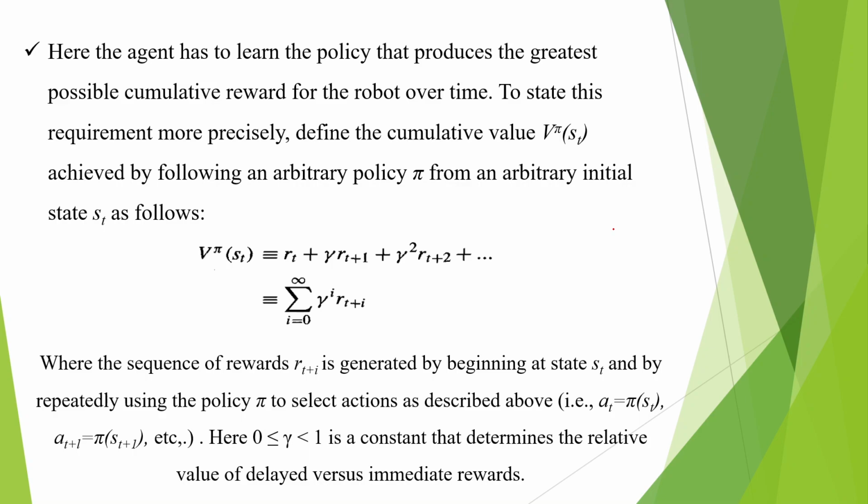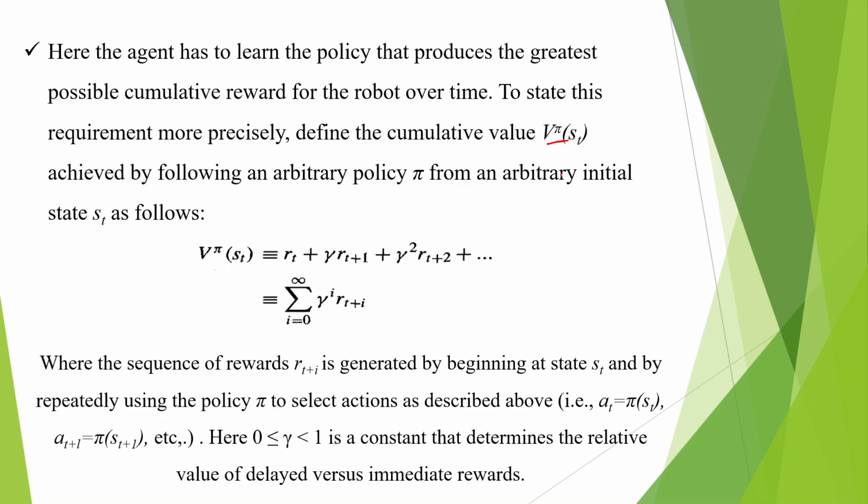And to get the greatest possible cumulative reward, we need to select the best action from the action set. We need to select the best possible action so as to maximize the reward. Okay, to state this requirement more precisely, we define a cumulative value V pi. Previously we only said pi, but now the ultimate goal is to get the maximum cumulative reward.